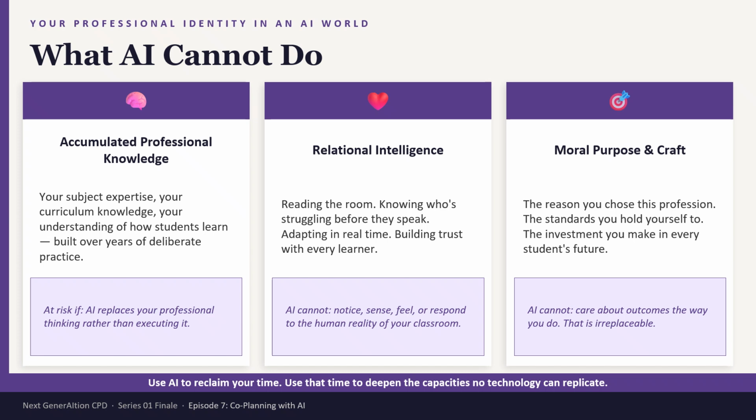Finally, AI cannot replace your moral purpose or your craft. This is the reason you chose teaching in the first place. It's the standard you hold yourself to and the investment you make in every student's future. AI doesn't care about outcomes. It doesn't hope, it doesn't believe, and it doesn't commit the way you do. Your moral purpose is irreplaceable, and it's the anchor that keeps AI in its rightful place, a tool and not a teacher.